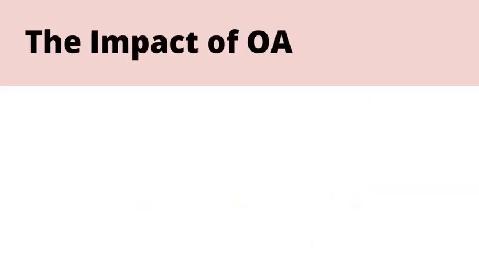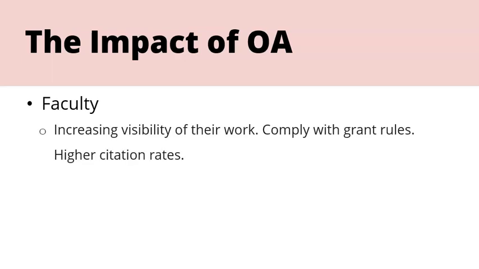So why should we care about open access? Open access benefits faculty by increasing visibility of their work and allowing them to comply with their grant rules. It has also been found that open access publications have 18% higher citations on average. You can see this research in the description below.